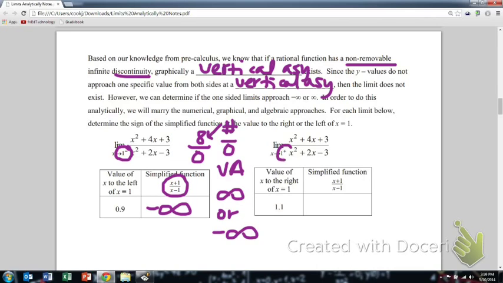If I look at the limit as we approach 1 from the right, I know it's positive or negative infinity because when I plug 1 in, I get 8 over 0, which tells me there's a vertical asymptote. But now I plug in something close to 1 but to the right of 1 into my simplified function, and I get a positive over a positive. So it's positive infinity.